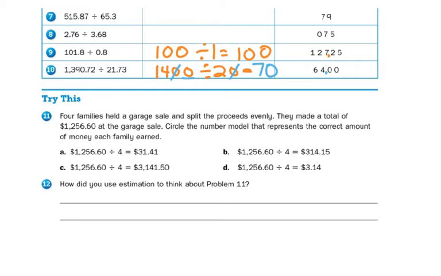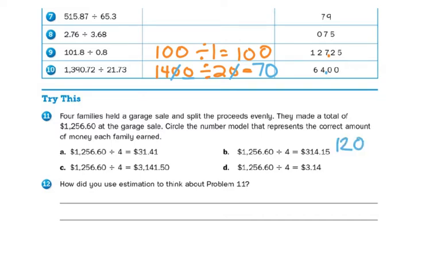4 families held a garage sale and split the proceeds evenly. That's the money they made. They made a total of $1,256.60 at the garage sale. Great garage sale, by the way. Circle the number model that represents the correct amount of money each family earned. Well, here we go.